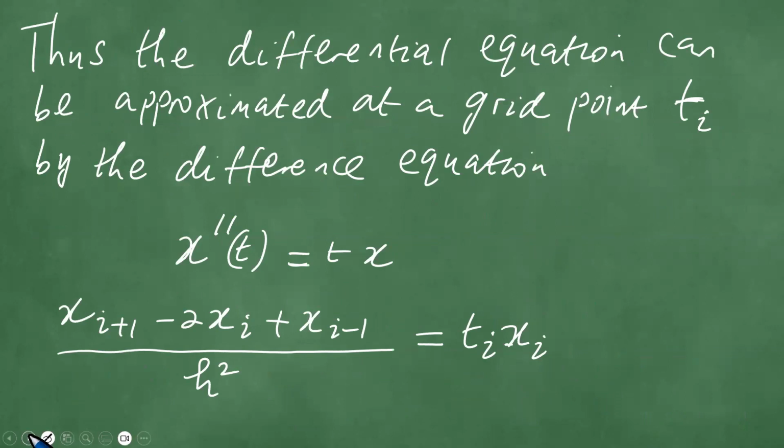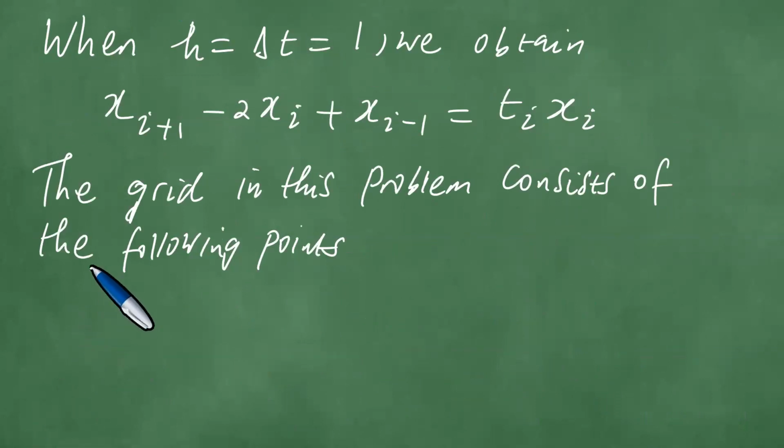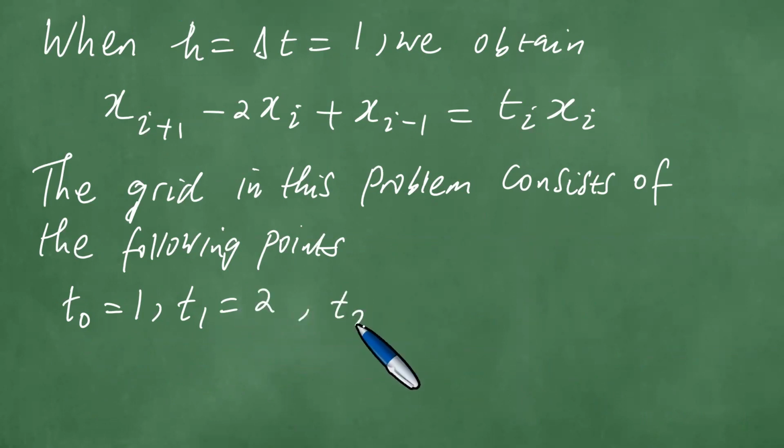So the points would be t0 is 1. Then we add h, which is 1, so we get t1, which is 2. We add another 1, and we get t2, which is 3.